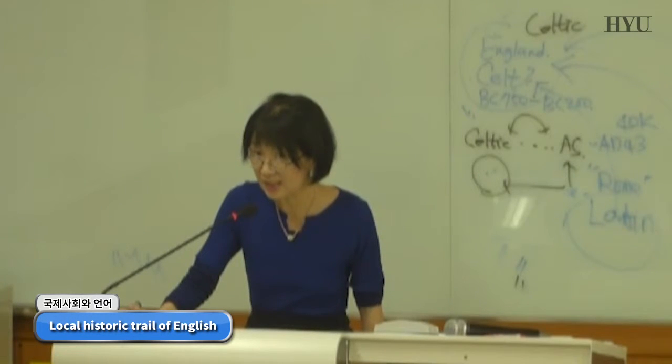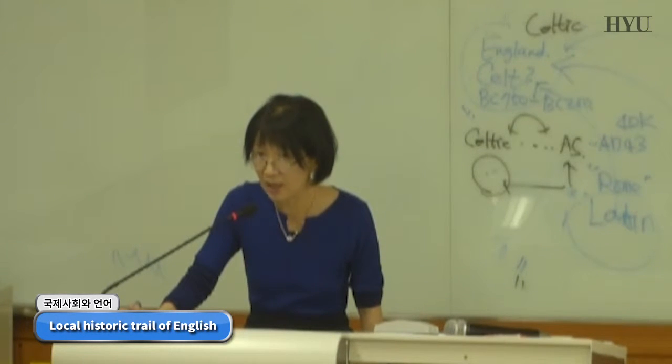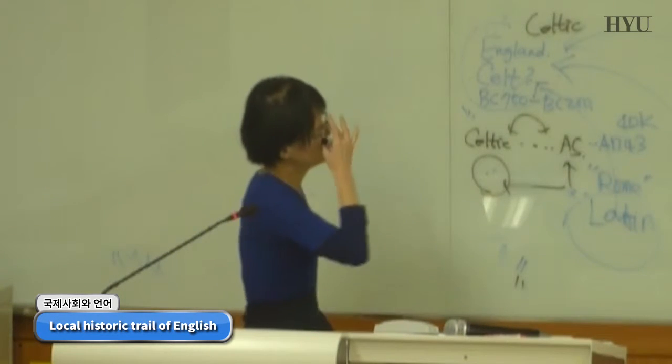Why did the Anglo-Saxons, who at the time were considered under-civilized, even savage people, compared with the civilized Celtic people, manage to have their language overpower the language of the Celts? Why and how? This is a mystery for many linguists.